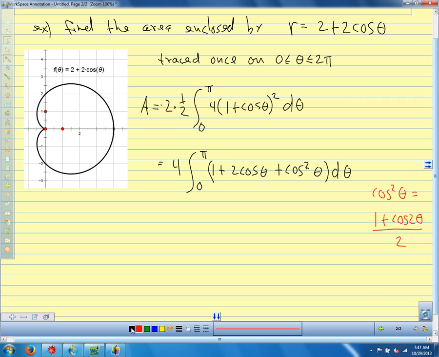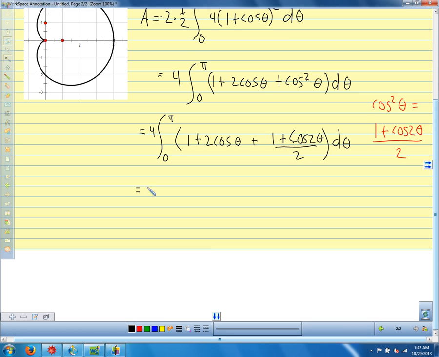So now we're going to rewrite our integral. So our area equals 4. I'm going to write everything out here, just making everything explicit. The integral of 1 plus 2 cosine theta plus (1 plus cosine 2 theta) over 2 d theta. So that's it. That's our integral that we're going to evaluate to find our area. So we get 4.